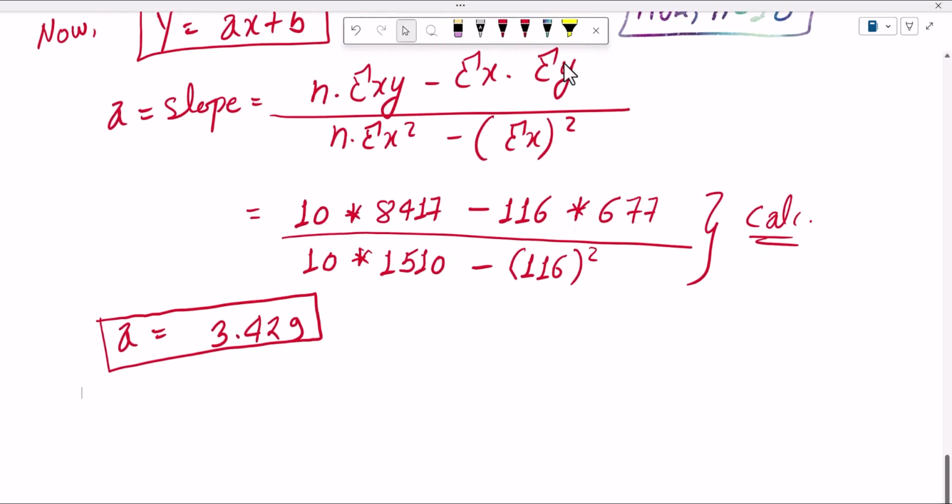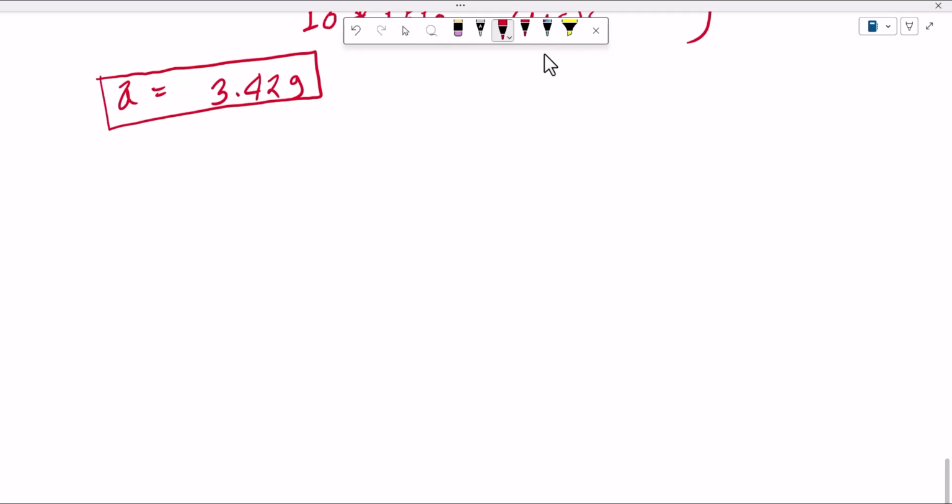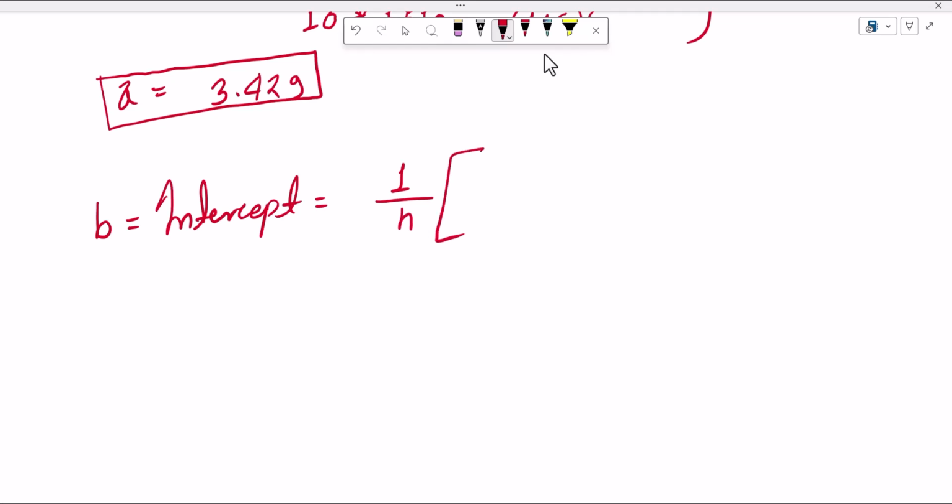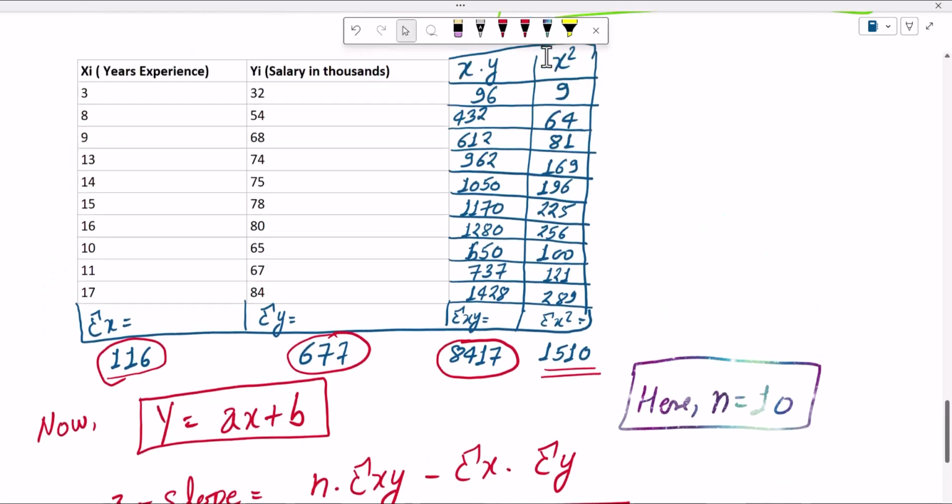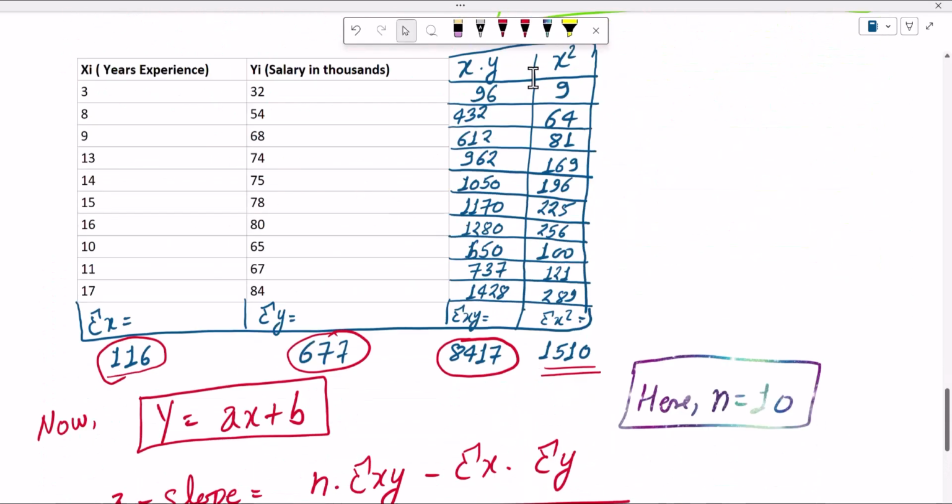Likewise you need to calculate the value of b, that is the intercept. We have the formula for intercept: b equals 1 divided by n, into summation of y minus a into summation of x, right? This is the formula for finding the intercept.